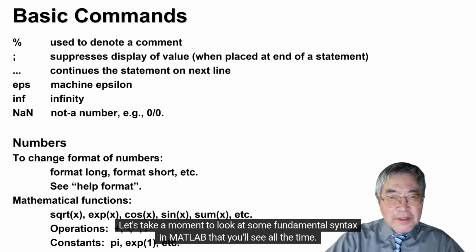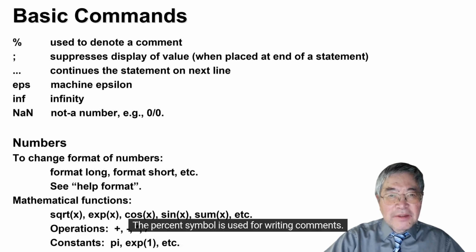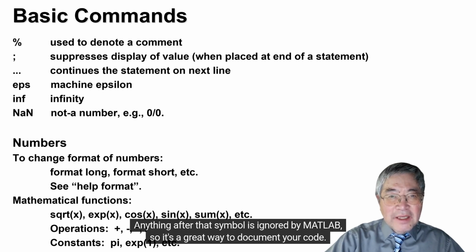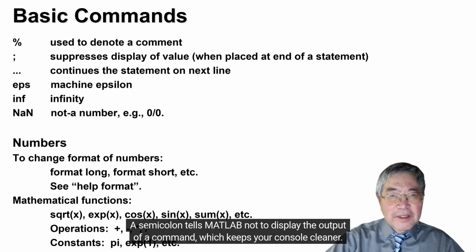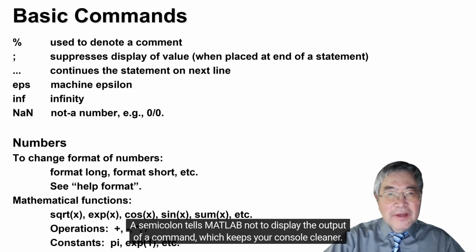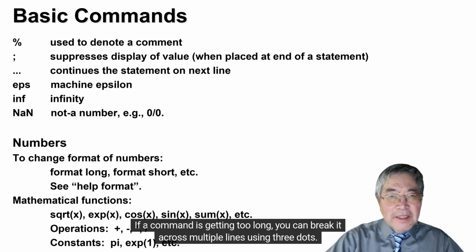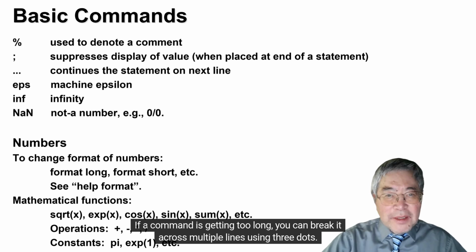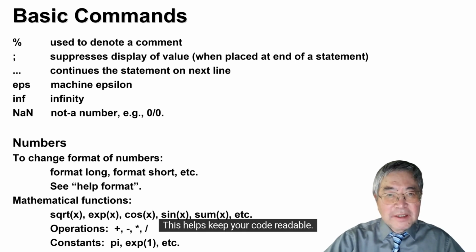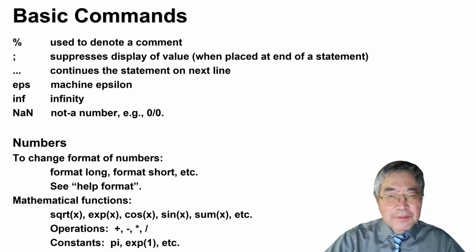Let's take a moment to look at some fundamental syntax in Matlab that you'll see all the time. The % symbol is used for writing comments. Anything after that symbol is ignored by Matlab, so it's a great way to document your code. A semicolon tells Matlab not to display the output of a command, which keeps your console cleaner. If a command is getting too long, you can break it across multiple lines using 3 dots. This helps keep your code readable.